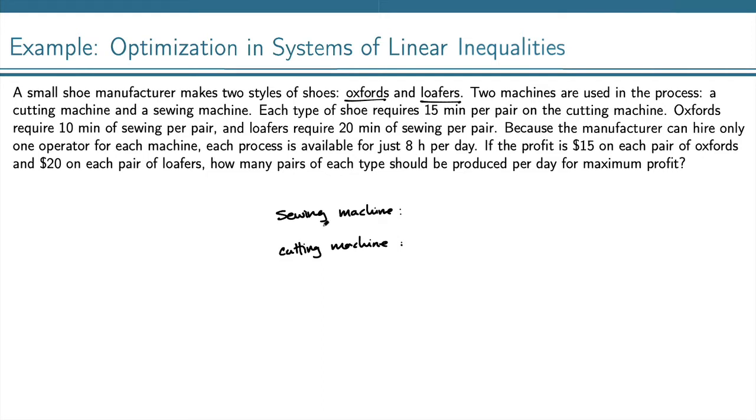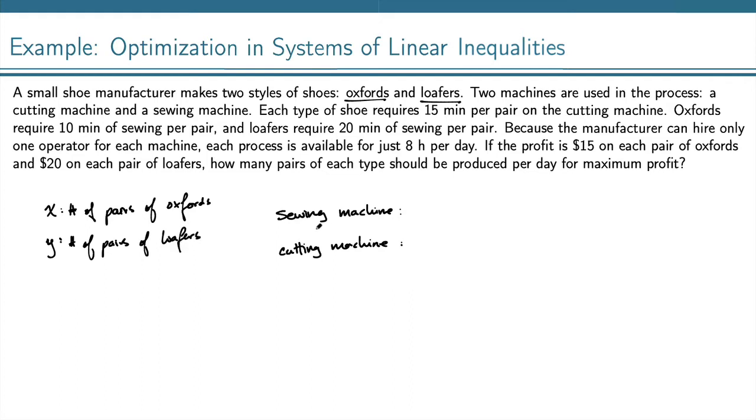So the two unknown variables here are the number of pairs of Oxfords and of loafers. So we're going to go ahead and call those X and Y. So X will be the number of pairs of Oxfords, and Y will be the number of pairs of loafers.